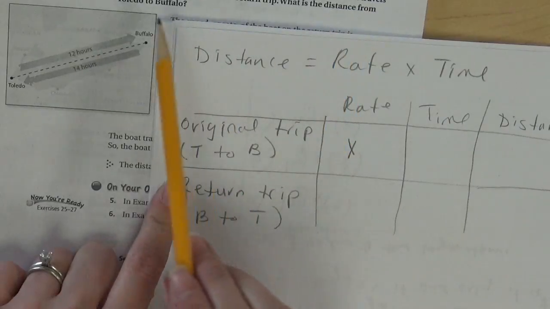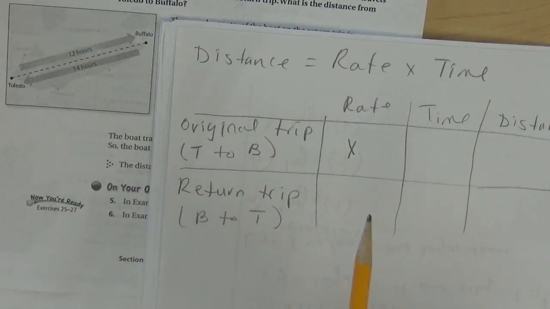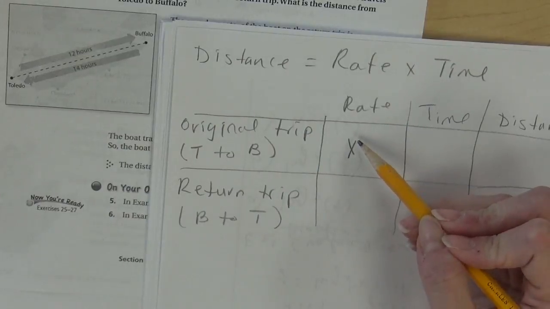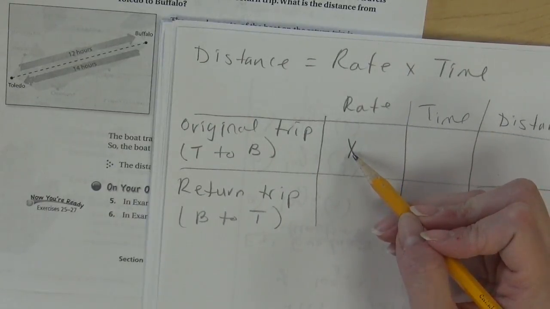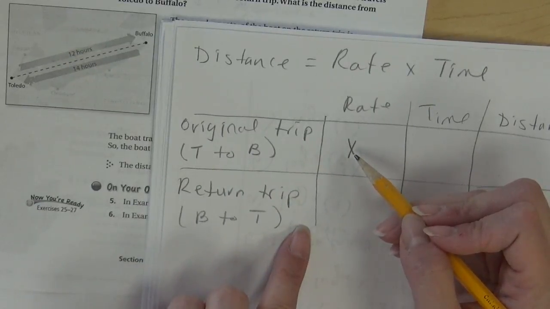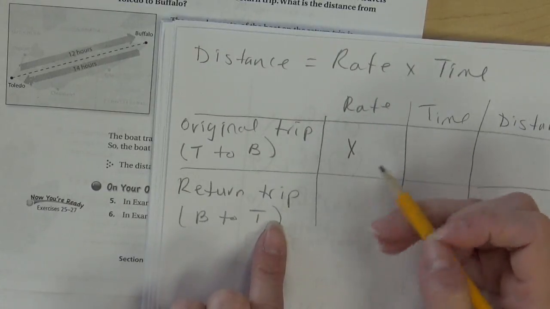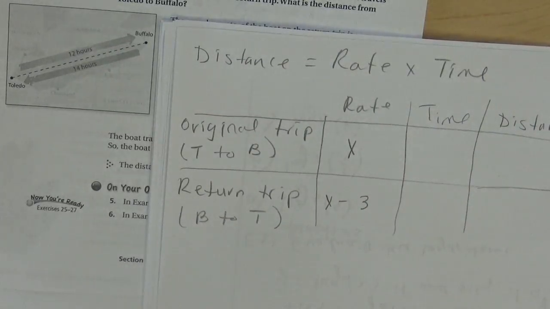Second sentence, the boat travels 3 miles per hour slower on the return trip. Return trip, 3 miles per hour slower than the original. So whatever that rate is, let's say if they were traveling 10 miles per hour, then they were traveling 7 miles per hour on the return trip. So I can say that rate, the 3 miles per hour slower, I'm going to call that X minus 3. Okay.